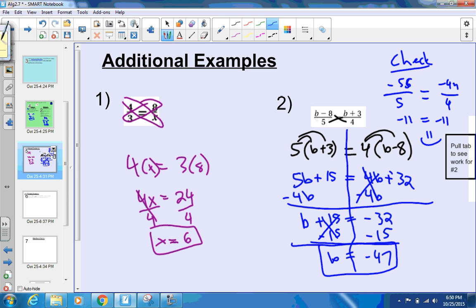Okay, there will be some where they're multi-steps like this, where you have to still do the cross multiplying. It just turns into some distributing and solving for b. I have one more example I want to go through. Hopefully these will help you out.